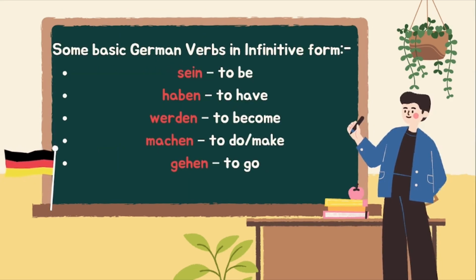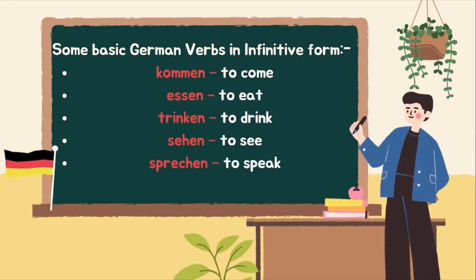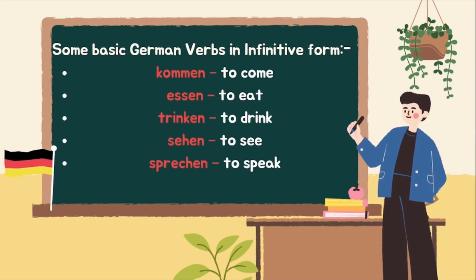In this chapter, I will be teaching about the 10 basic verbs, their verb conjugation, and followed by some examples. So these are the verbs. Sein means to be, haben means to have. These are the really basic verbs. Werden means to become, machen means to do or make, gehen means to go. And 5 more verbs. Kommen means to come, essen means to eat, trinken means to drink, sehen means to see, sprechen means to speak. So let's see the conjugation of these verbs followed by examples.